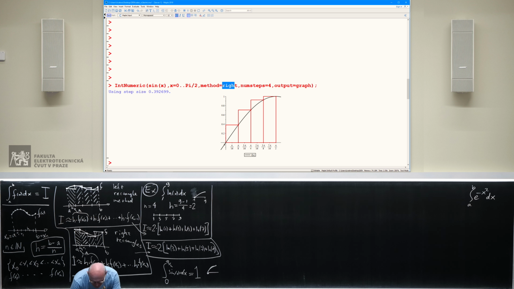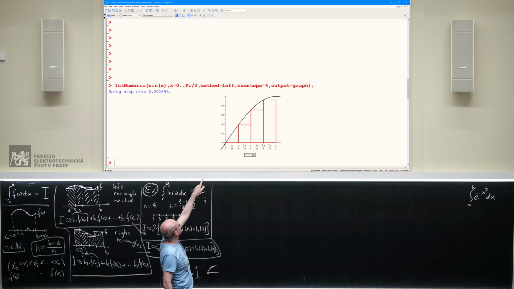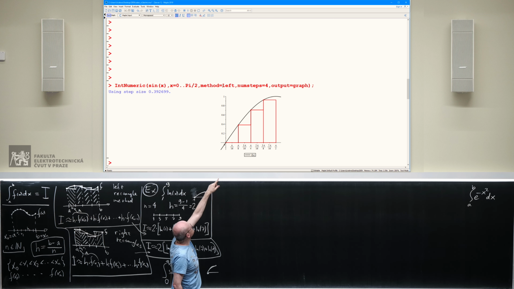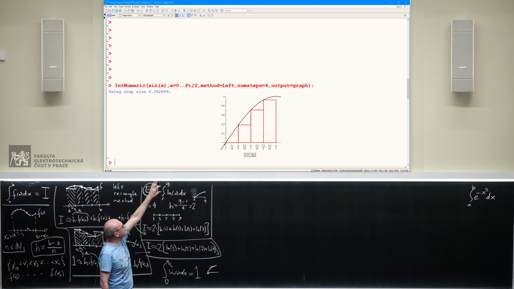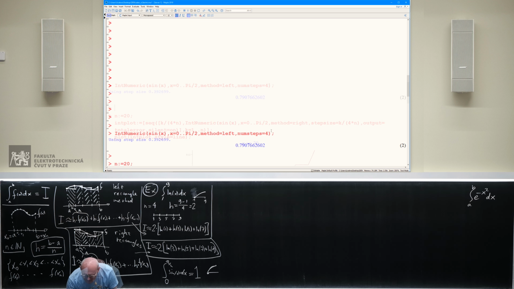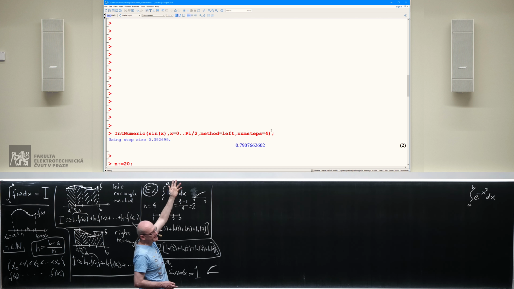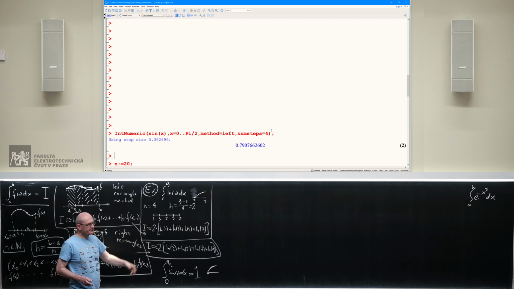Let's try left rectangles. And I think that we will see what we expect to see. We see 4 rectangles, although the leftmost one has a height of zero, but it's still a rectangle. Okay, a zero rectangle is still a rectangle. And again, we see those empty triangles. These are the errors. That's the area that we didn't account for. And if I ask for the value, I just erase this graph output. Then the method of left rectangles thinks that the integral should be 0.79. So the error is roughly 0.21. That's a rather large error. Which brings us to the key question.